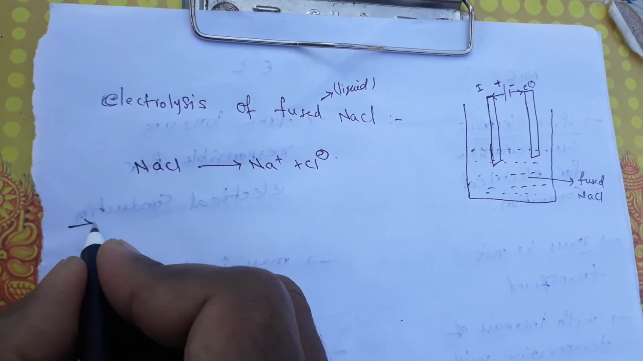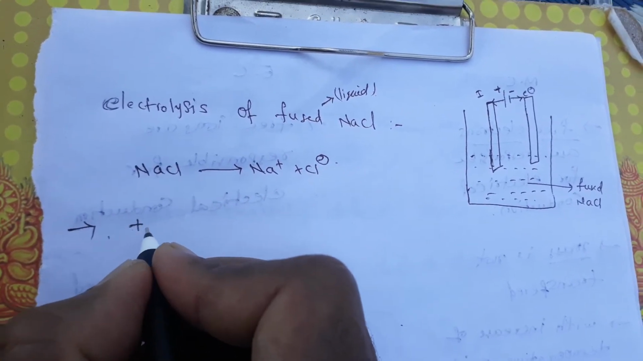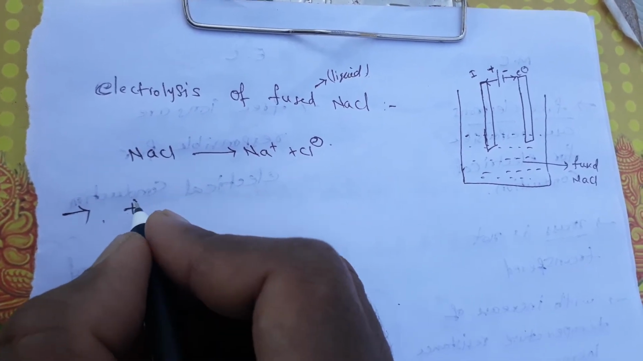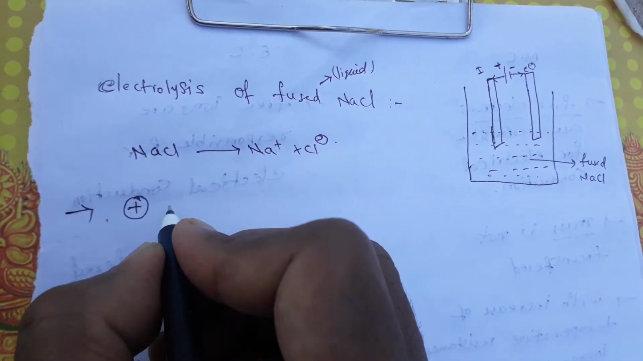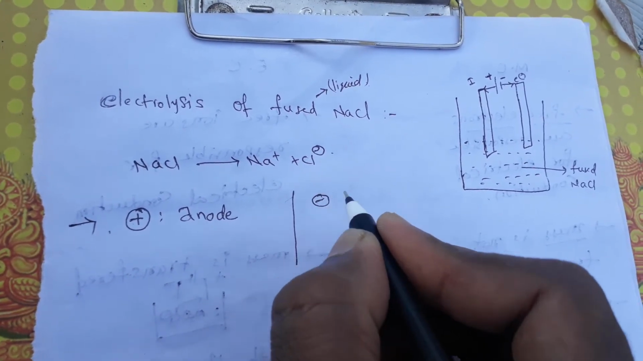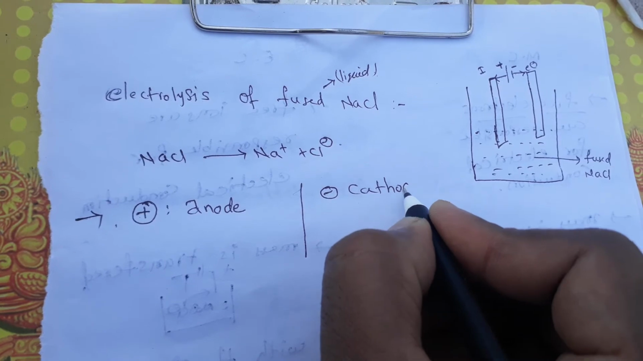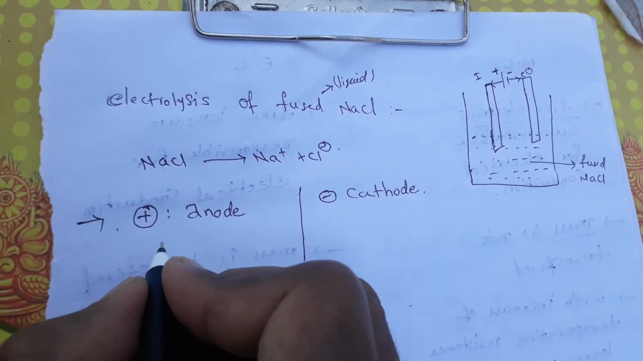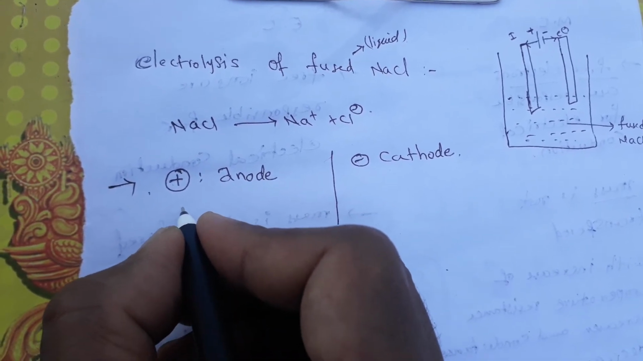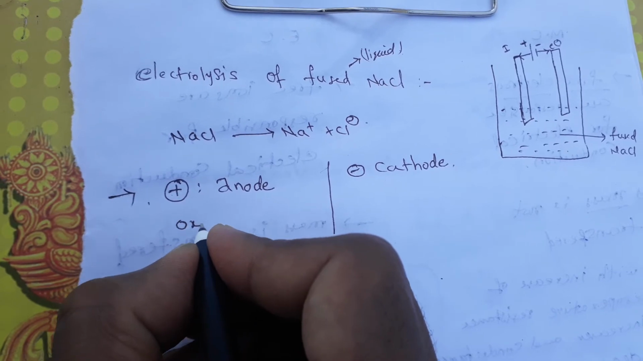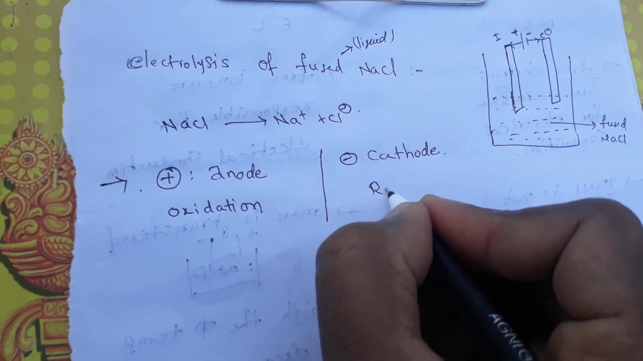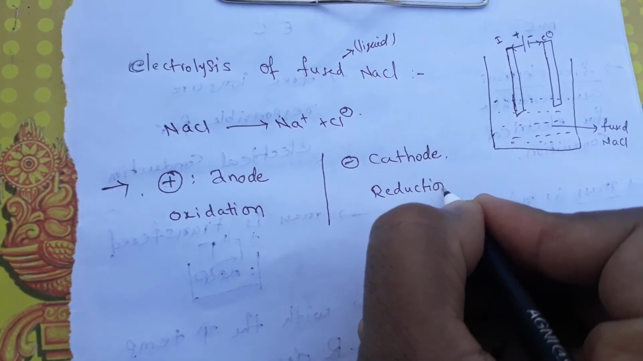So if a plus sign is there, that is anode, and minus sign which is present, it is cathode. Already we know that anode means loss of electrons or addition of oxygen. So here at anode oxidation will take place, and cathode reduction will take place.